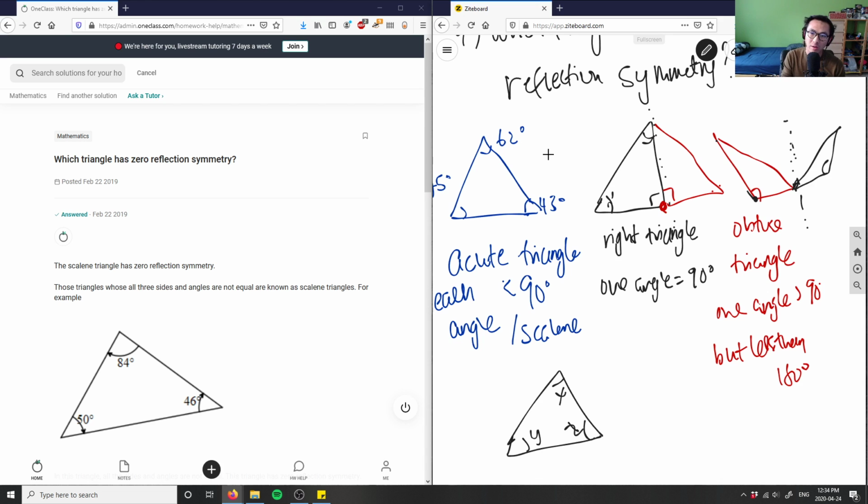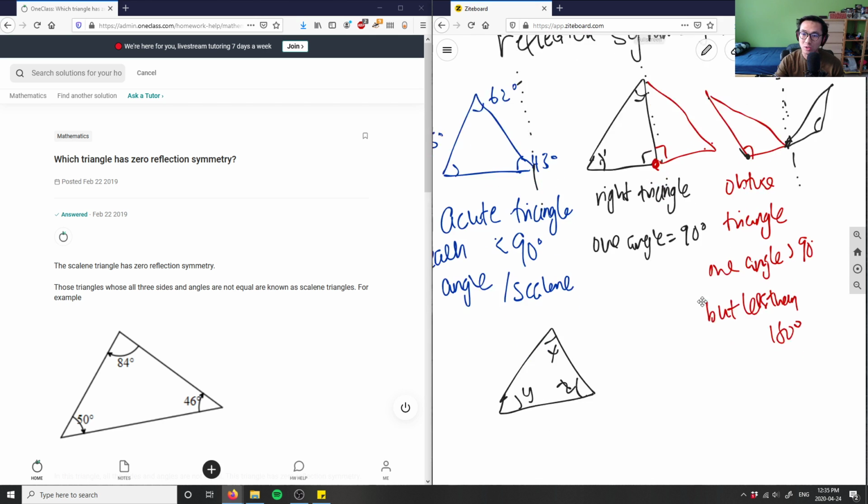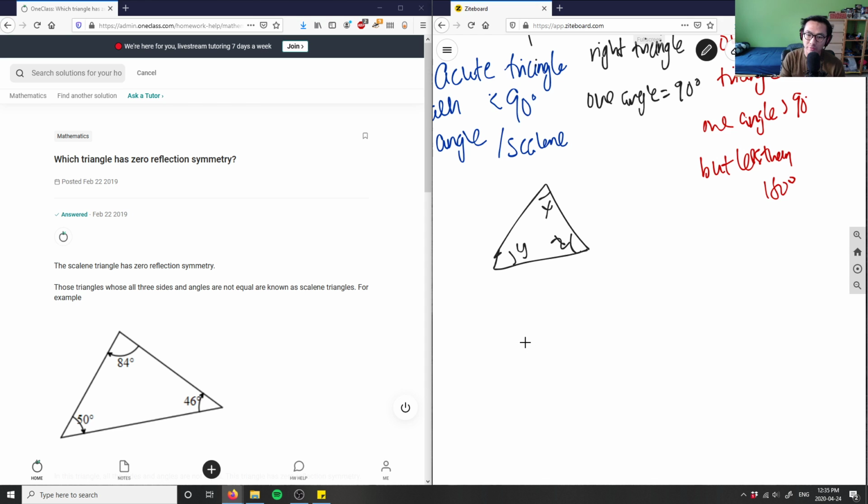But then for a scalene triangle, could I reflect it along any point here? Let me redraw this triangle. If I were to try to reflect this guy into something like this, this wouldn't work, right? If I were to reflect this like this, this here would now be Z, this is now Y, and this is Z, right? So I have zero reflection symmetry in terms of my scalene triangles, because I don't know what my angles are.